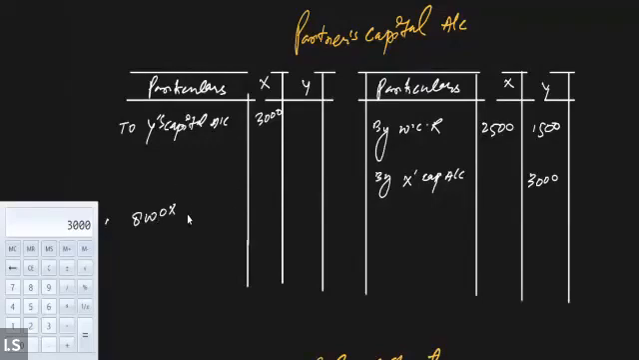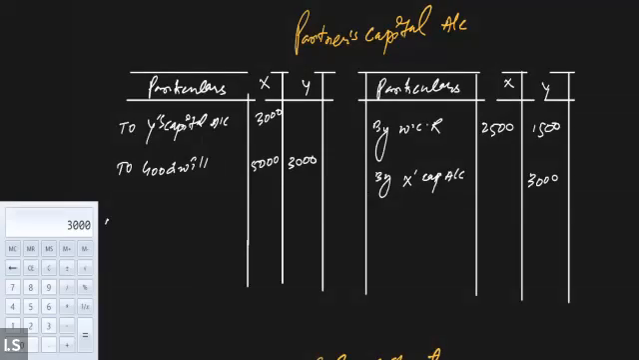8,000 into old PSR was 5 by 8, so 5,000 and 3,000. So I'll write down to goodwill 5,000 and 3,000. The loss of writing off the goodwill is distributed among the partners in the old PSR. Got it? Is this clear as well? Yes, sir.